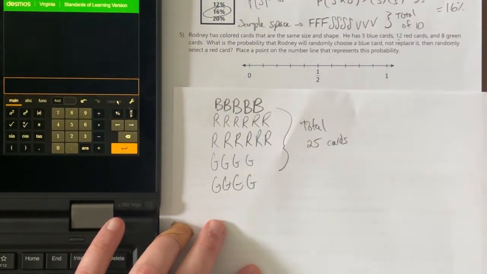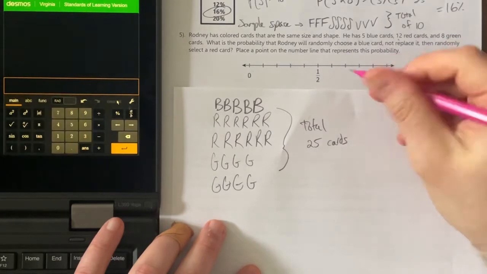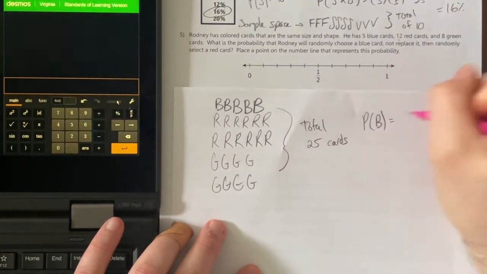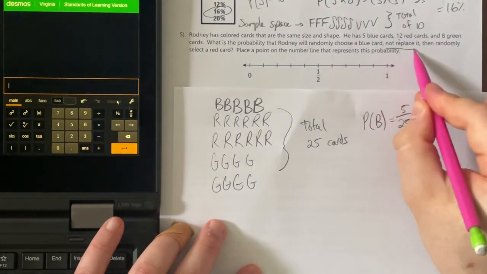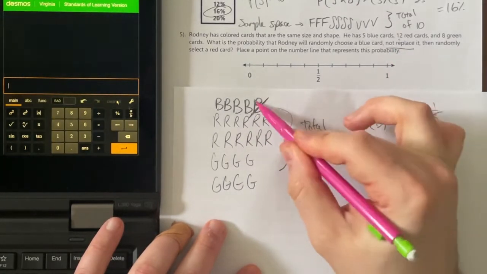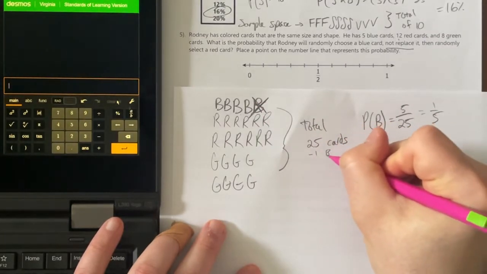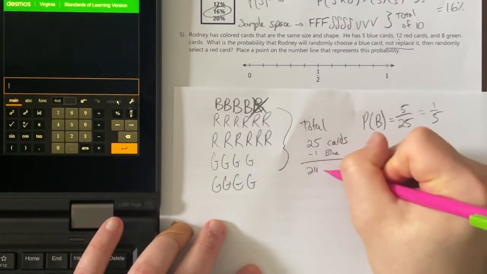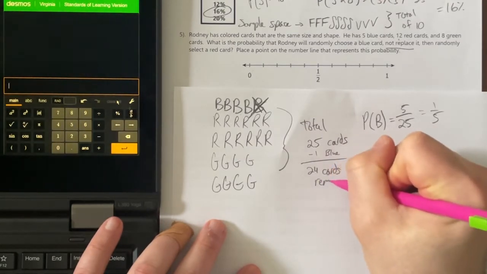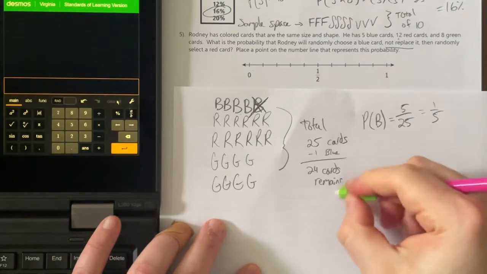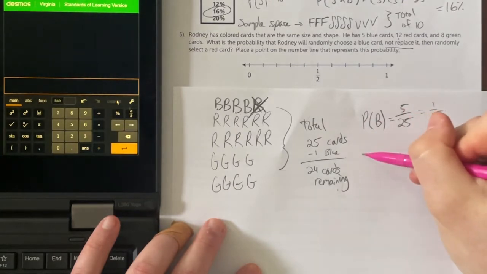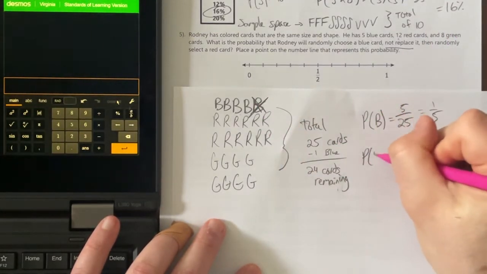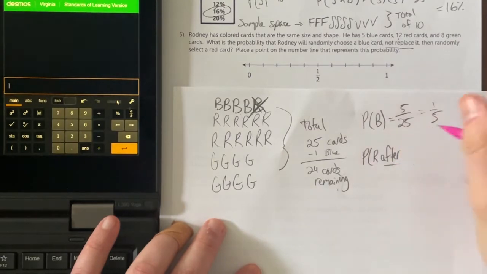All right, so what's the first event? Randomly select a blue card, so the probability of picking a blue. How many blue are there? There are 5. How many total are there? There are 25. So that's going to be 1 over 5. Since it says does not replace, I have to take that blue out. So I take 1 blue. That means that there are going to be 24 cards remaining. This is that key part because it changes your denominator of your second probability. So when I'm saying my next event, the probability of picking a red, but it's keyword after picking a blue.